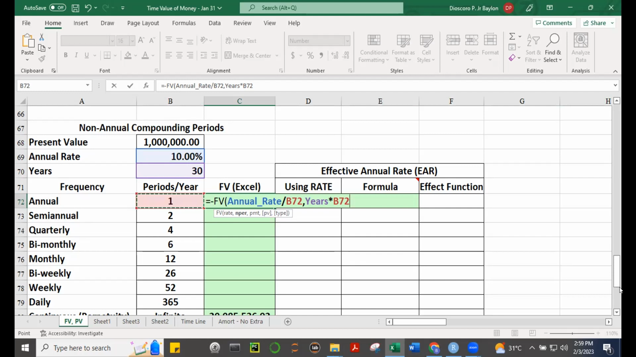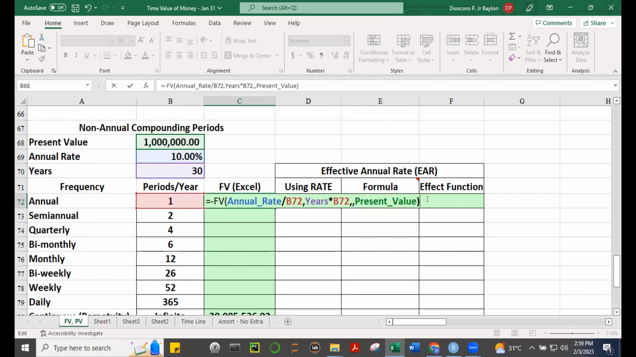Okay? So we multiply that by the number of periods to get the Nper. Then comma, PMT. This is not a PMT, this is not an annuity, rather this is a single cash flow. The present value is this one. And for the type, we can ignore it because this is not an annuity. And then we expect to get a negative answer here, so I'm putting a negative in front, or you can put a negative in the present value, and you're going to get a positive value.